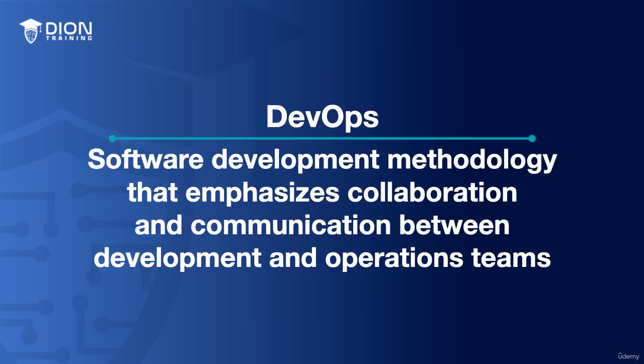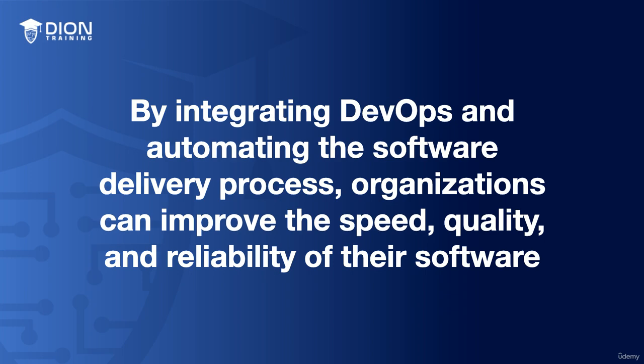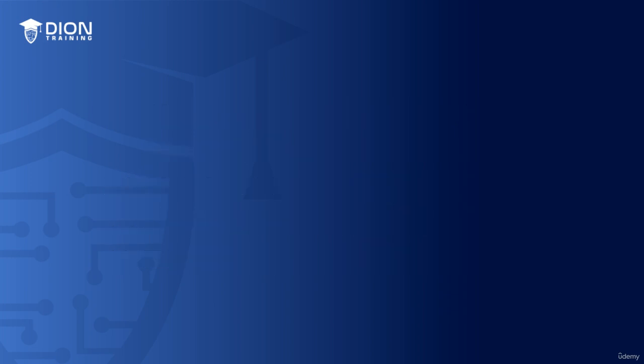Now, DevOps is a software development methodology that emphasizes collaboration and communication between the development and operations teams. The goal of DevOps is to automate the entire software delivery process from code development and testing all the way through to deployment and infrastructure management. By integrating development and operations teams and automating the software delivery process, an organization can improve the speed, quality, and reliability of their software. Next, we need to talk about CI/CD, which is known as continuous integration and continuous delivery.